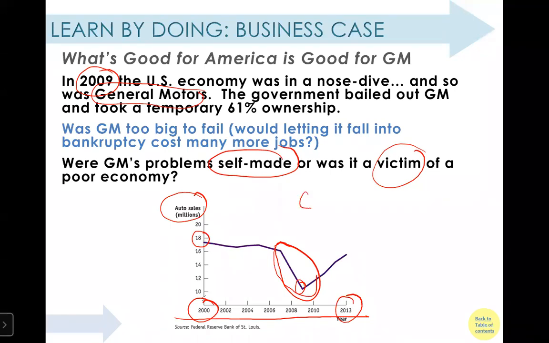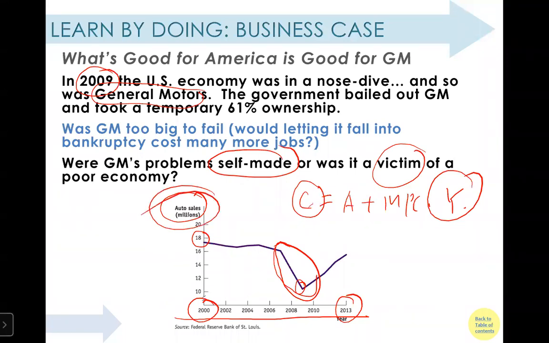So remember we have C equal to A plus MPC times Y. In 2008 there was a sharp decline in income, so that leads to a sharp decline in C, right? And C includes vehicles, so the households reduced their spending on vehicles. In that sense, GM is a victim of the poor economy. So people argue we should rescue GM because that's not GM's self-made problem. It's an economy-wide problem, right?